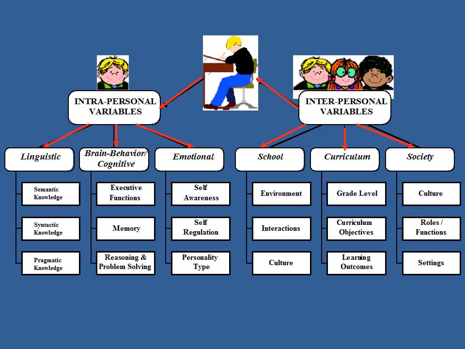And the difference of interpersonal variables: school, curriculum, society, the school environment, interactions, and culture. The curriculum, it's a relationship there to grade level, curriculum objectives, and learning outcomes. And then society in general, how all of this fits the skills and strategies of a kid's performance in culture, in their roles and functions, society, and where they function in different settings. If you just stand back from this chart, it is really a wonderful description of just how broad our role is as speech and language pathologists and the roles that we have to work with the other people that bring this map together. I love this. I just love this.